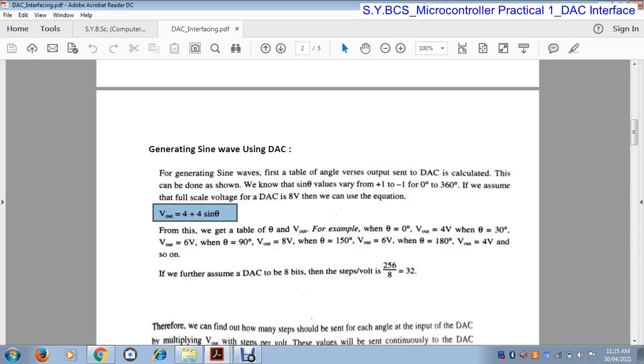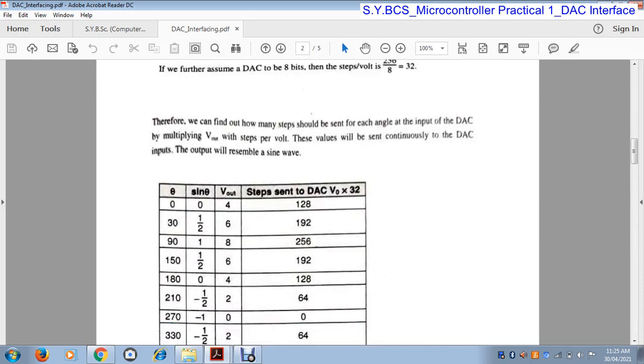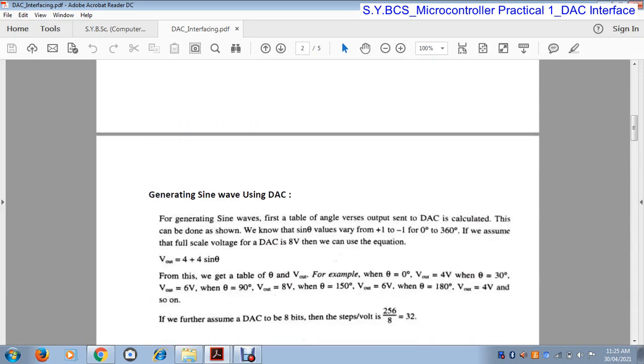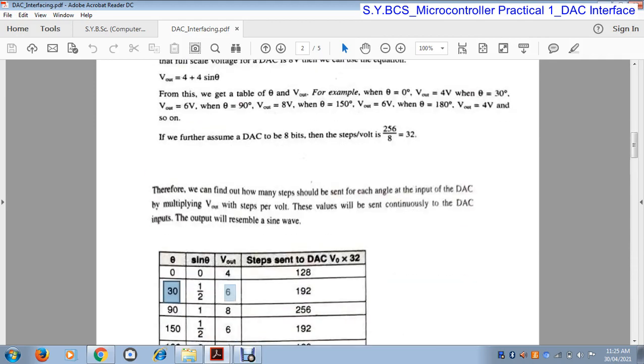When theta is 0, sine 0 is equal to 0, so 4 times 0 is also 0, and we get the output voltage of 4. The next angle is 30, so we put 30. The value of sine 30 is 1 by 2, and 1 by 2 into 4 plus 4 gives the output voltage 6.